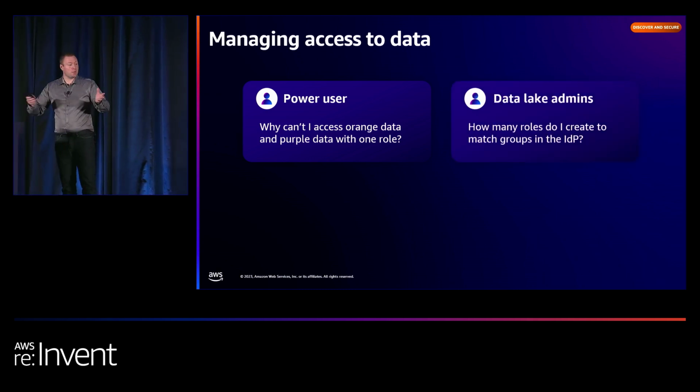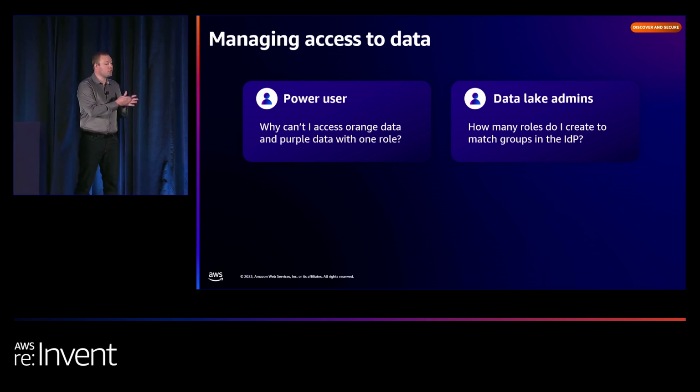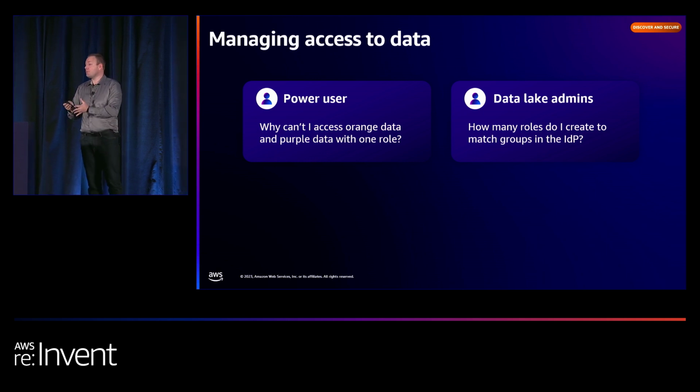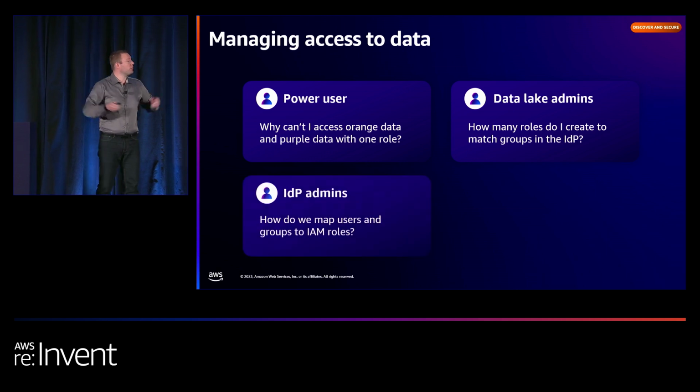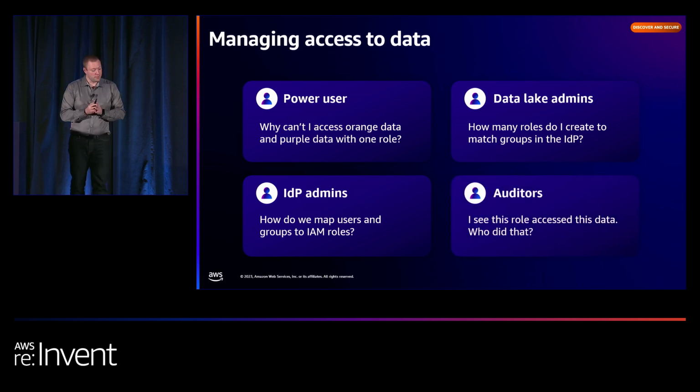From yourselves, or as you're imagining this scenario yourselves, how many roles do I actually need to create to match the groups that exist in my identity provider? From identity provider administrators, how do we map all those users and groups to actual IAM principals? And last but certainly not least, questions from auditors. Like, I see that someone accessed this role and accessed the data, but who was that person and what did they actually do with the data?